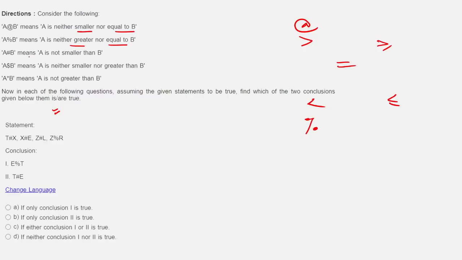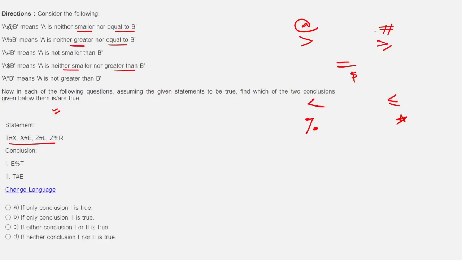Then A hash B is, A is not smaller than B. So it can be greater than equal to B. A dollar is neither smaller nor greater. That means what? A is equal to B. And A star means A is not greater than B. That means it can be less than equal to B, right? So you put your star here and then quickly try to find what this is.